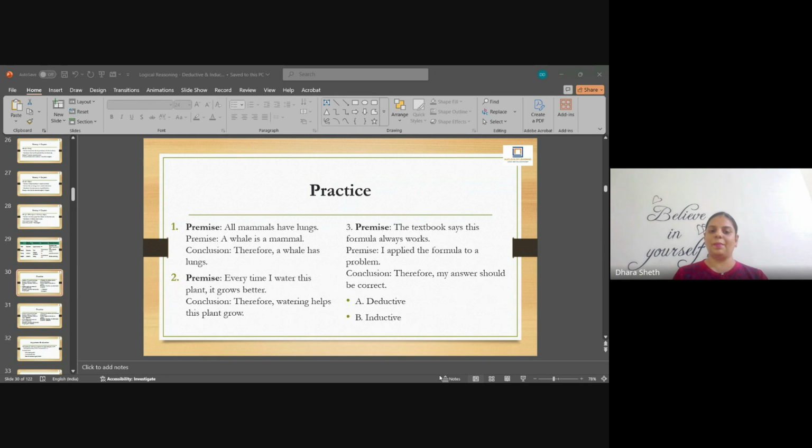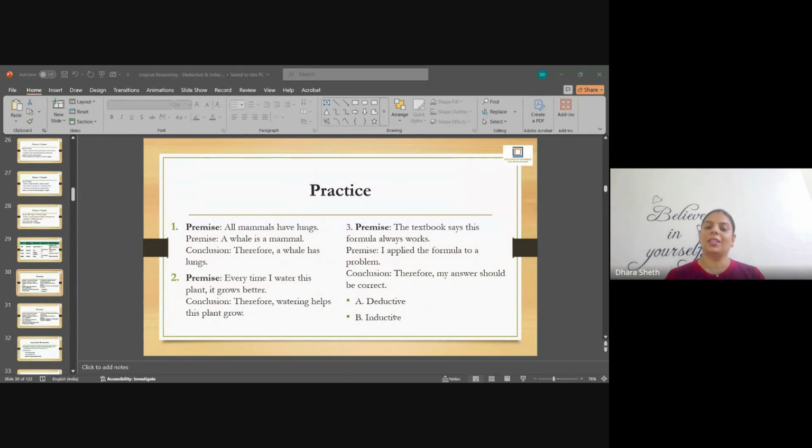Okay. Premise 2. Every time I water this plant, it grows better. Conclusion. Therefore, watering helps this plant grow. Is this deductive or inductive? A for deductive, B for inductive. Okay. It is inductive. The first one was deductive.